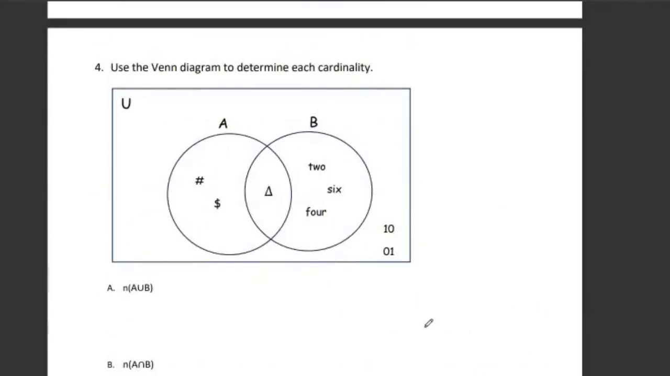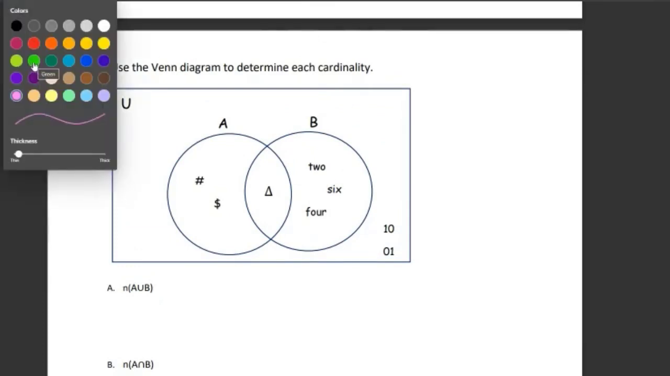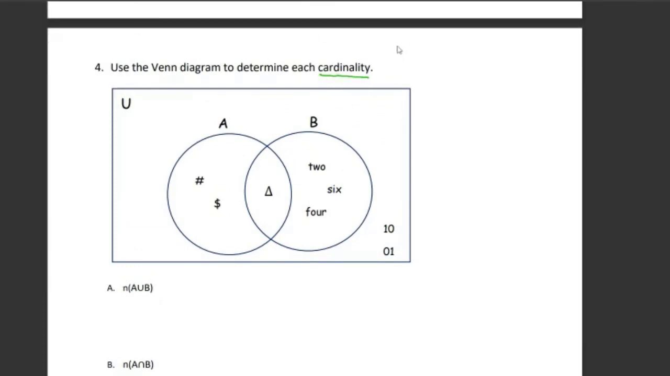All right, number 4, it says to use the Venn diagram to determine each cardinality. So cardinality is the number of elements in a set. So the cardinal number equals the number of elements in a set. And it is represented with the n, the little n, and then parentheses.